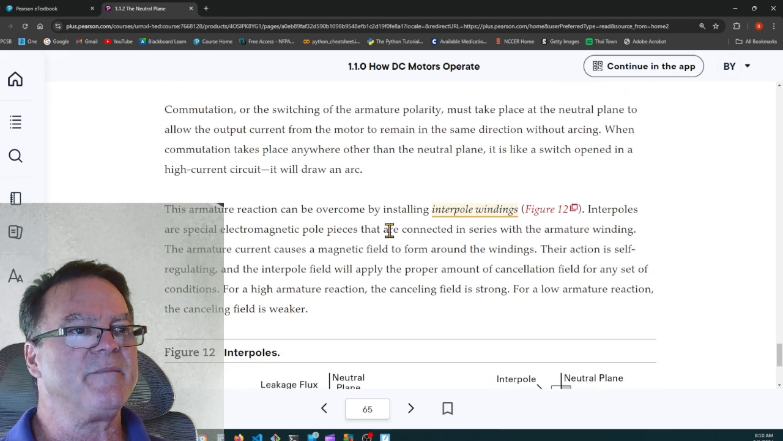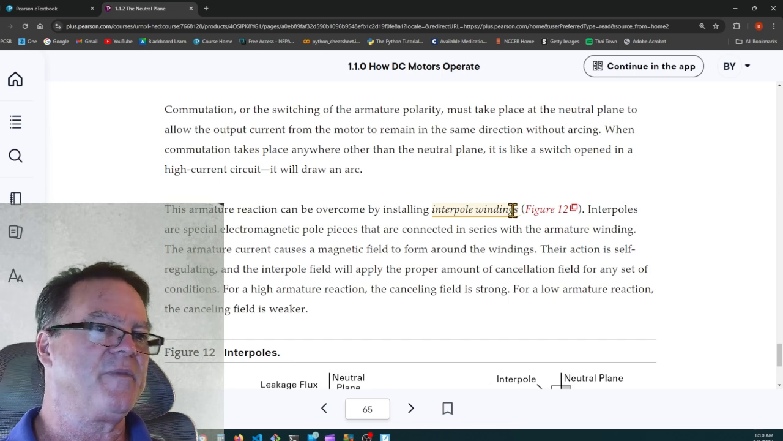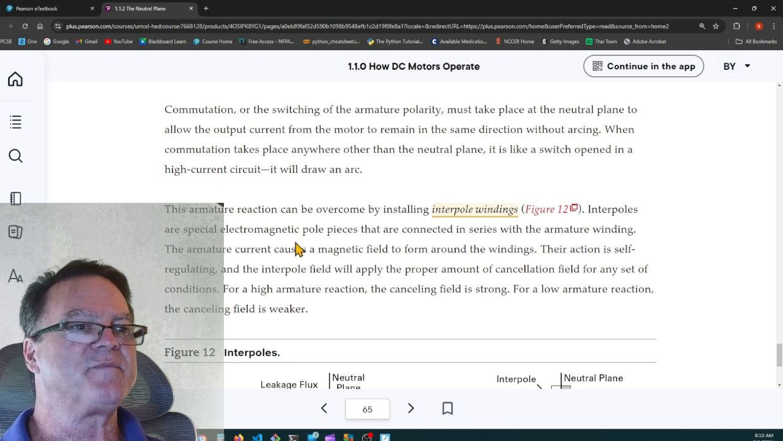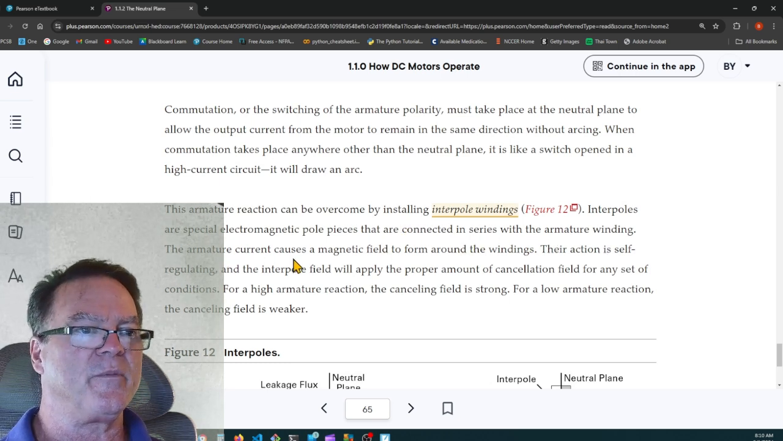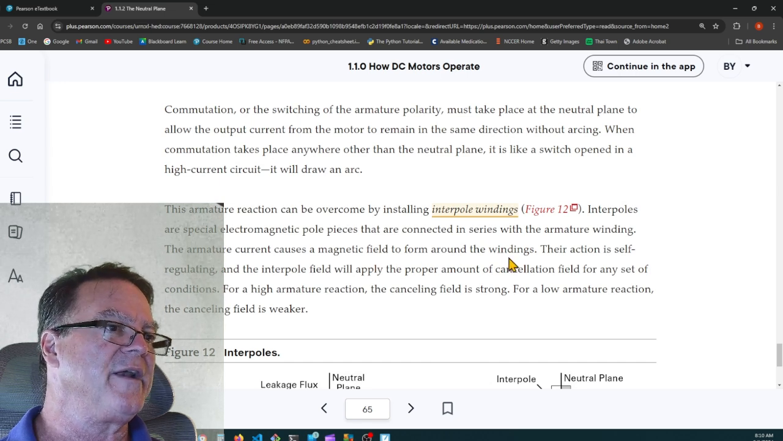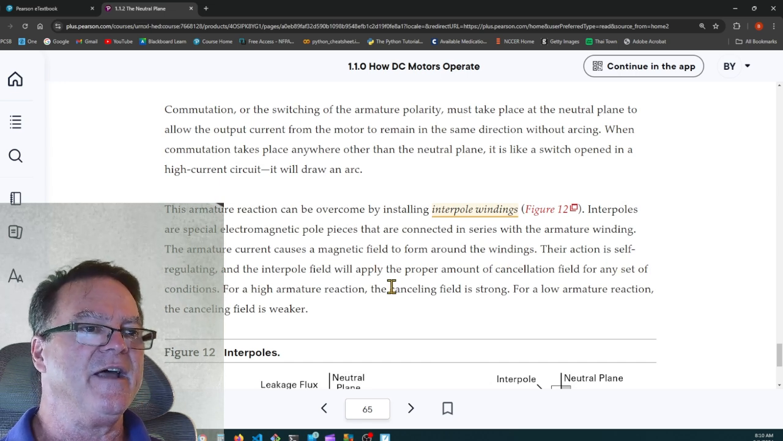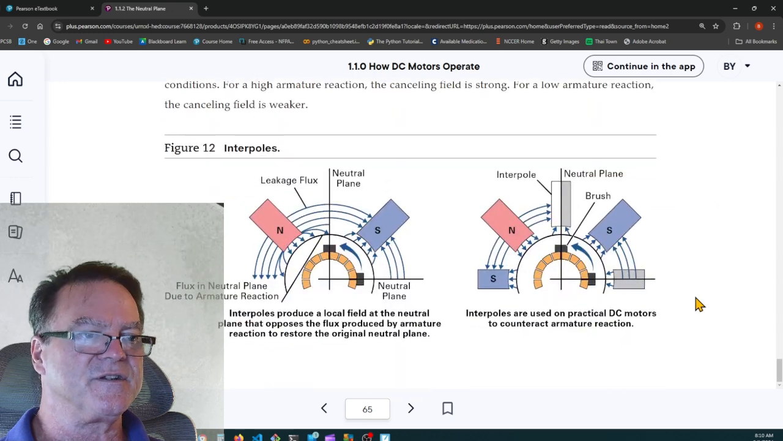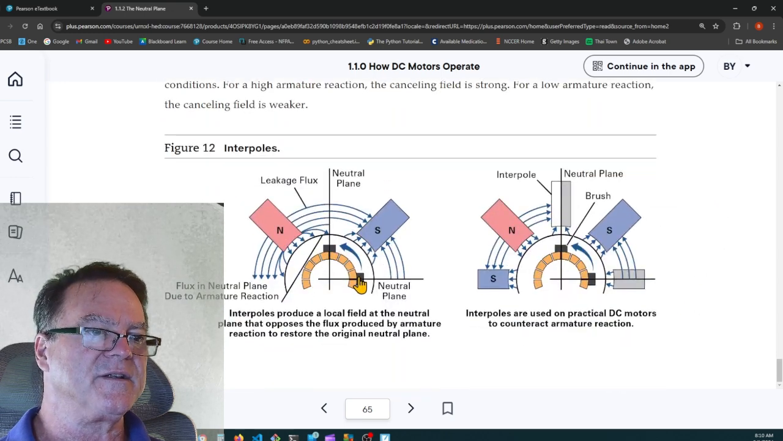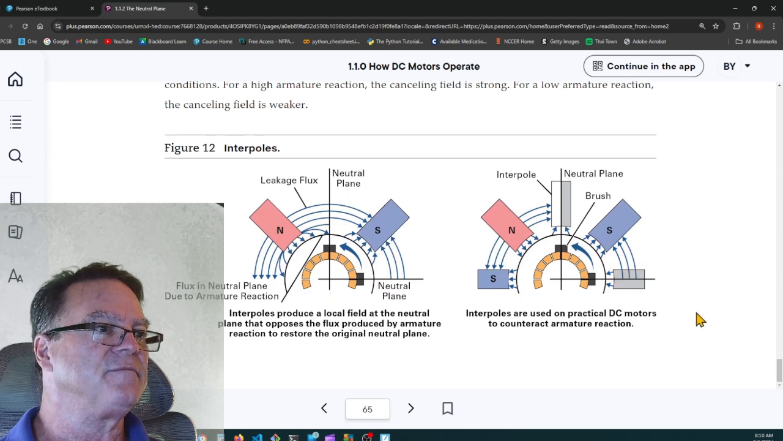So this armature reaction can be overcome by installing interpole windings. Interpole windings are special electromagnetic poles that are connected in series with the armature winding. The armature current causes a magnetic field to form around the windings. Their action is self-regulating, and the interpole field will apply the proper amount of cancellation field for any set of conditions. So these interpole windings cancel out the distortion of the lines of magnetic flux, and they bring that neutral plane back to center between the north and south.